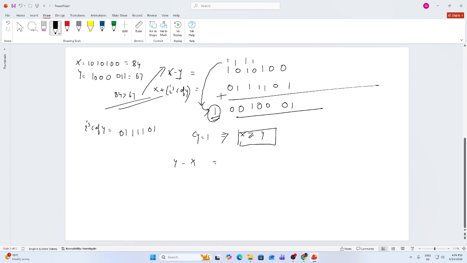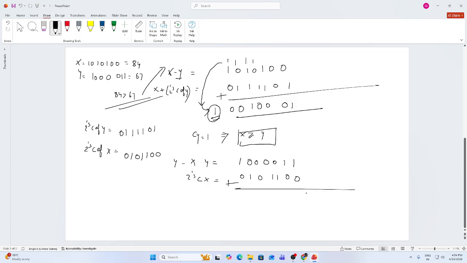Here y you write directly. What is y here, 10000011. Similarly, for x you need to take the 2's complement of x. What is 2's complement of x? You write first non-zero as it is, then you take the 2's complement: 1010. Now this is y, and you take the 2's complement of x. 2's complement of x is 0101100, and do the addition now.